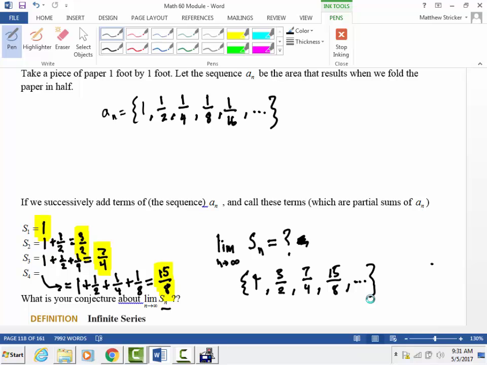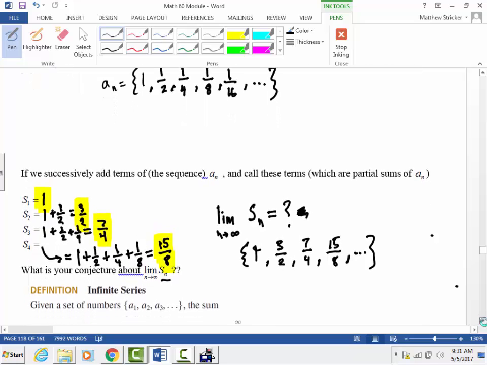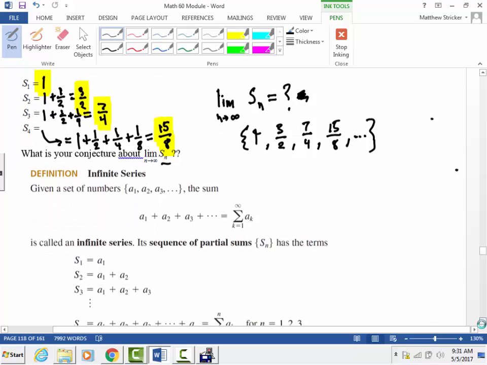Now, if you take the limit of the sequence of partial sums and it approaches some value, then we say that, and this is called a series, the series converges. It's not a sequence anymore. So let's come down here a little bit and look at our definitions now that we've introduced this concept. If I can get it to go down. There we go. All right.